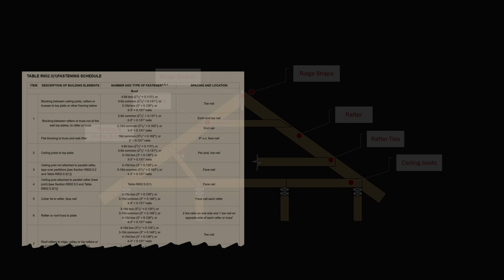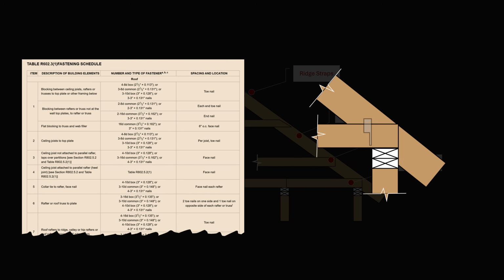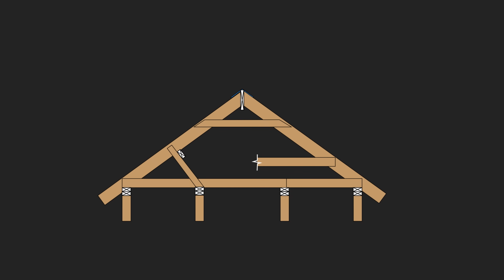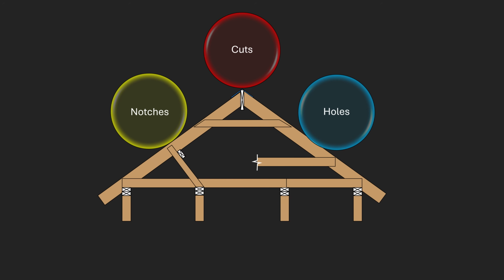We will also examine fastening requirements provided in the fastening schedule and review the code provisions governing connectors designed to resist uplift forces during wind events. We will continue our review of conventional construction by examining general framing requirements, including limitations on notches, cuts, and holes in structural members and the framing of roof openings.